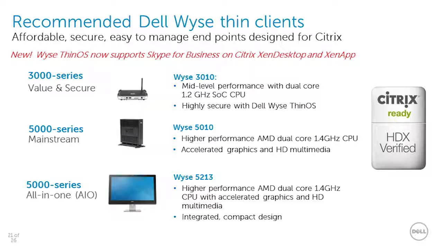However, there are some Citrix HDX verified thin clients that we can recommend in particular. The Wyse 3010 uses a mid-level performance dual-core CPU and runs ThinOS. It's ideal for task workers. The Wyse 5010 uses a dual core from AMD. It can run ThinOS, Windows Embedded, or Linux. You can even use all-in-one form factors where you have a 22-inch display in which the hardware of the thin client is embedded into the machine.